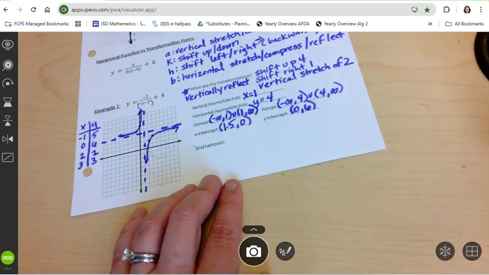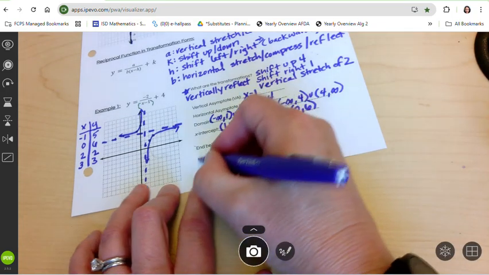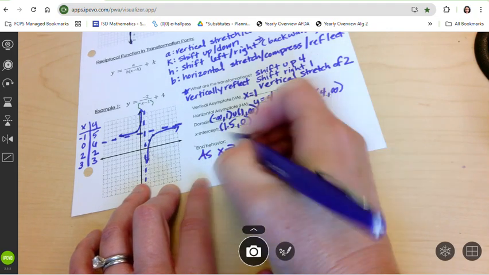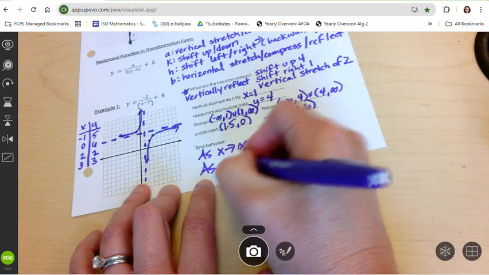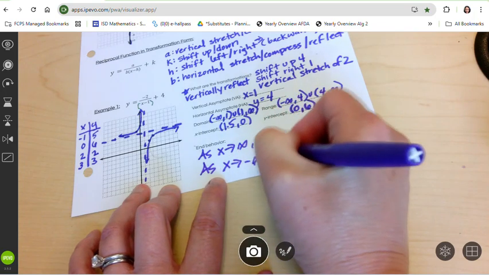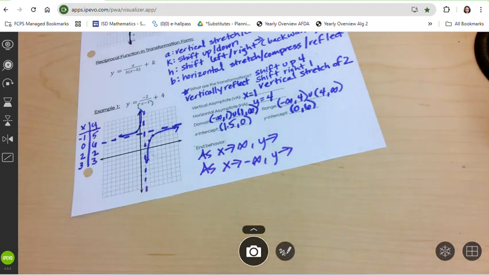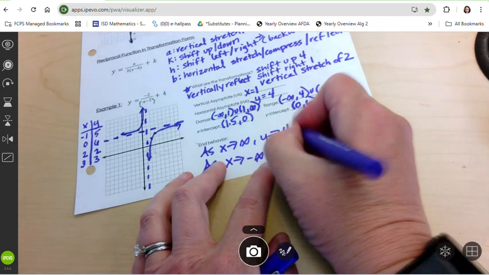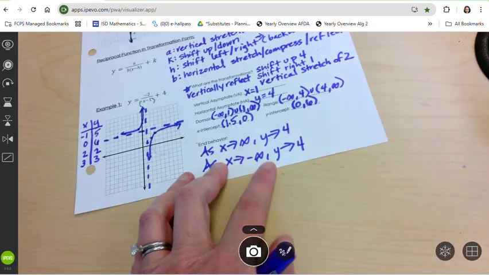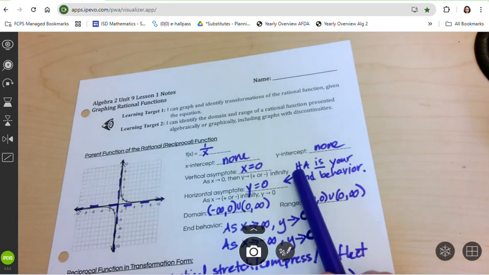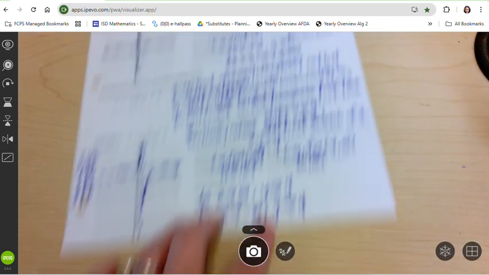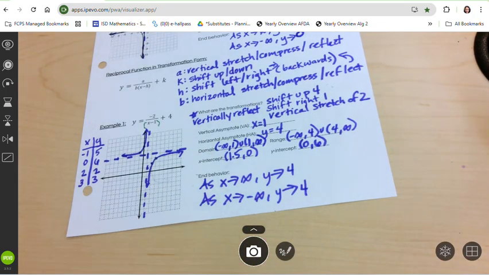I'm going to set up your end behavior for you, and I want you guys to fill it in. As x goes to infinity, y goes to something. As x goes to -infinity, y goes to something. Both end behaviors are 4. If you didn't know that, make this note, please. The horizontal asymptote is your end behavior. So you should have 4 here and here. When you're ready, turn the page.